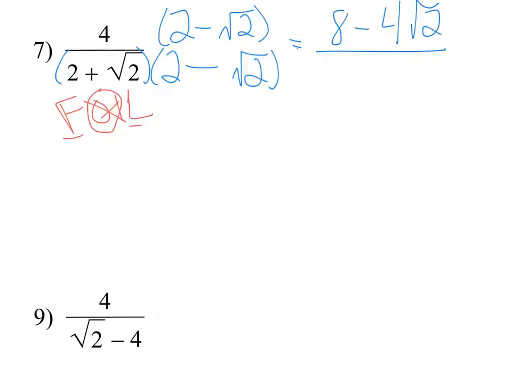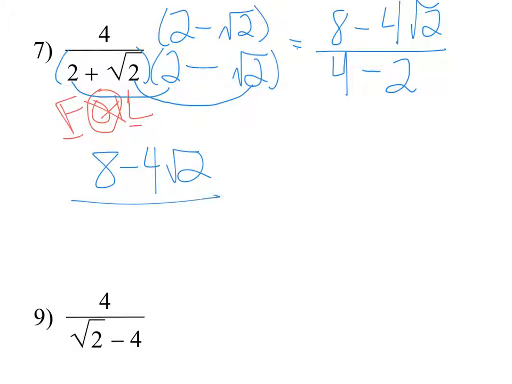Okay, so you're going to do FL on this problem, which means you're going to do your first, your 2 times 2, which is 4, and then you can go to your last, which is square root of 2 times negative square root of 2. This second part should always be negative, and that will turn into a 2. Okay, so if we simplify this a little further, we're going to have 8 minus 4 square root of 2 over 2, and now we got to do that check.